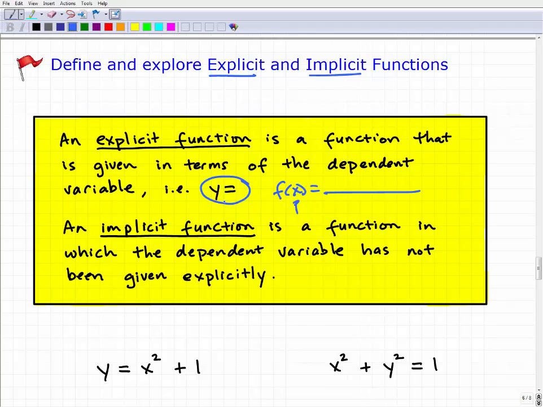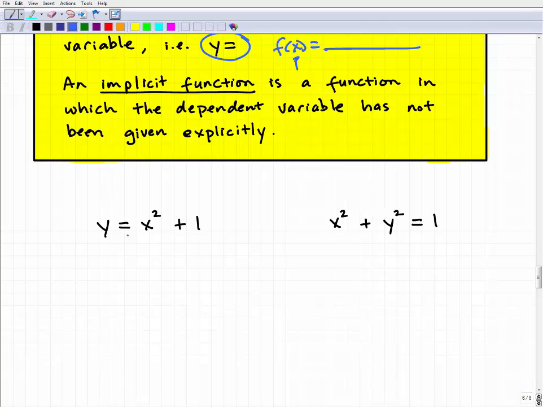So basically, if you see a function where you can replace the f of x with y and it's y equals, that's an explicit function. If you see it written in any other way, you can think of it as an implicit function. Let's take a look at two examples. Here I have y equals x squared plus 1. This would be a quadratic equation. But if I write it this way, f of x, remember y is the same thing as f of x, I can write it like so. If I see this function, this means y, the dependent variable, is given explicitly. In other words, I have y equals, so this is an explicit function. It's really as straightforward as that.